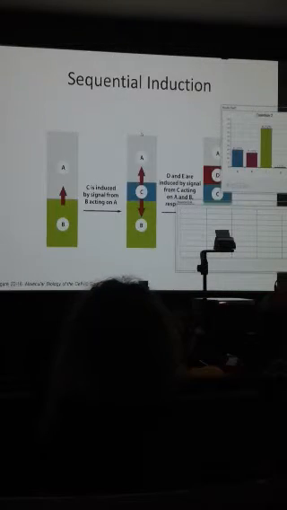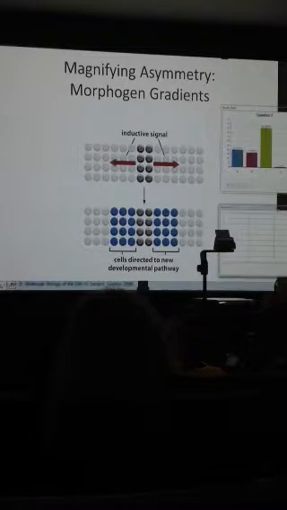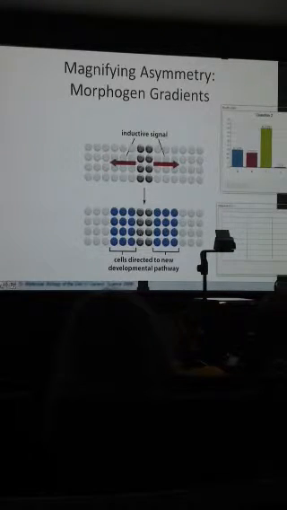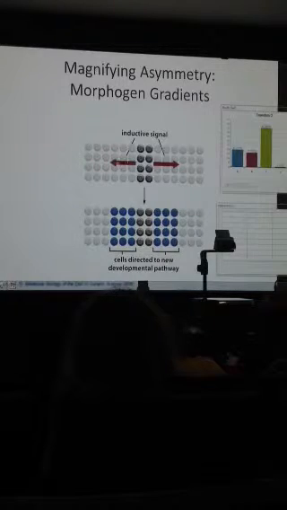Well, if we go back and take a look at how this works, what we see is that the factor, whatever the inductive signal is, has to diffuse away from the point of its origin. So it cannot be cell-cell contact, because cell-cell contact requires the two cells to physically interact with each other. So if it were cell-cell contact, these cells over here would never get the signal. So it can't be cell-cell contact.